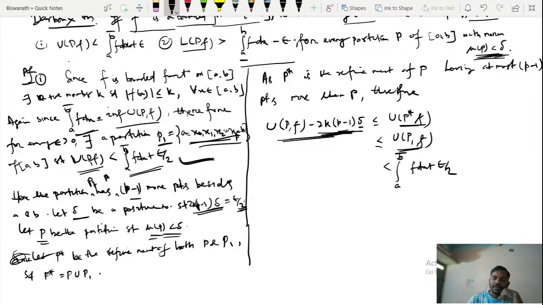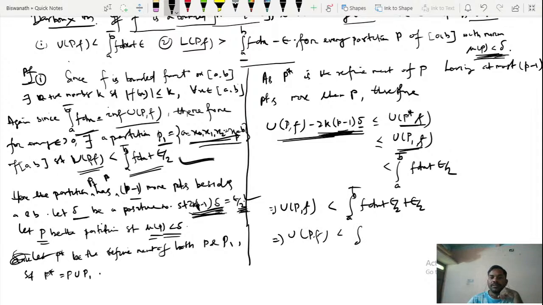So if I take this thing to the right hand side, what will happen? U(P,f) is less than or equal to the upper Darboux integral of f dx plus epsilon by 2 plus epsilon by 2. This value is epsilon by 2, which we already took here, accordingly we chose that delta, so that in place of this thing we put epsilon by 2. So our final answer is that U(P,f) is less than the upper Darboux integral of f dx plus epsilon. So that was our question.